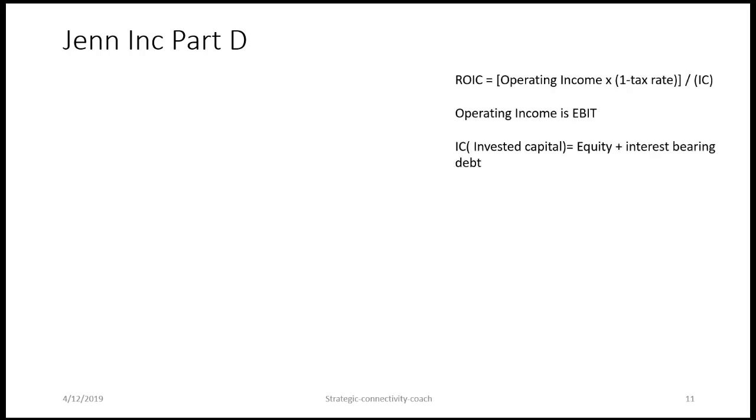ROIC, as a refresher, is the operating income, or basically EBIT, which is the same as operating income, times 1 minus the tax rate, divided by invested capital. Invested capital is equity plus interest-bearing debt.